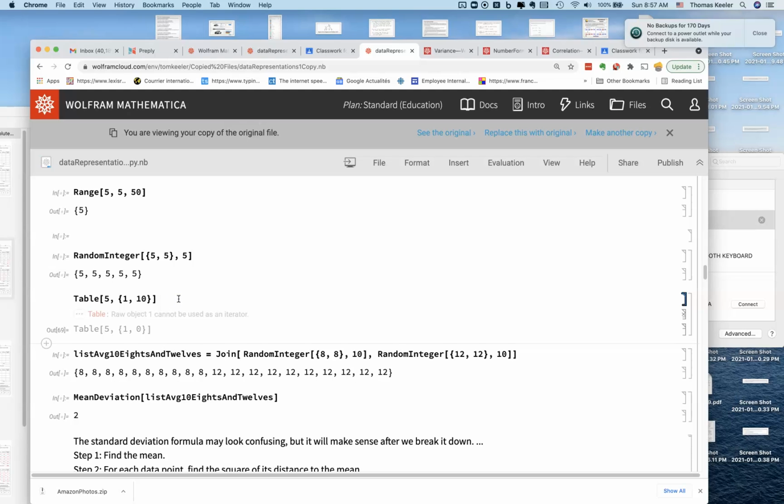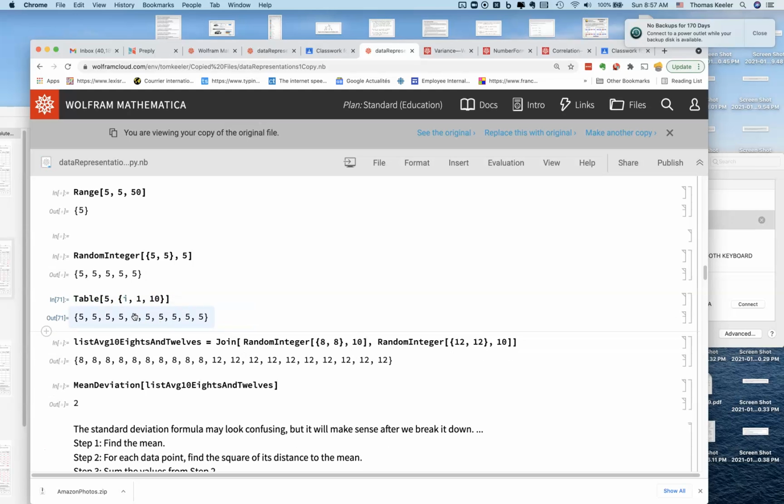Okay, so that doesn't seem to work, right? And so it doesn't like that as an iterator. Let's see if I put I in there and say, yeah. Okay, so you don't use the variable except to say do this 10 times. So this is another way you could do it if you like that better than saying random int.